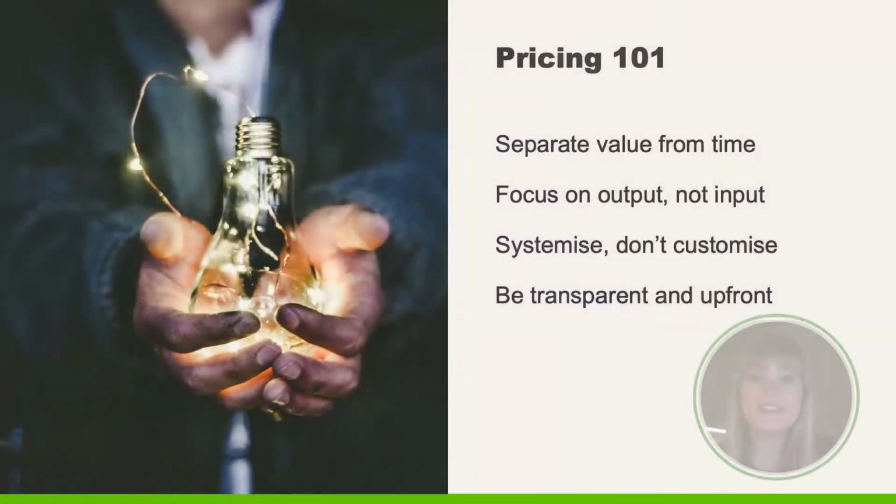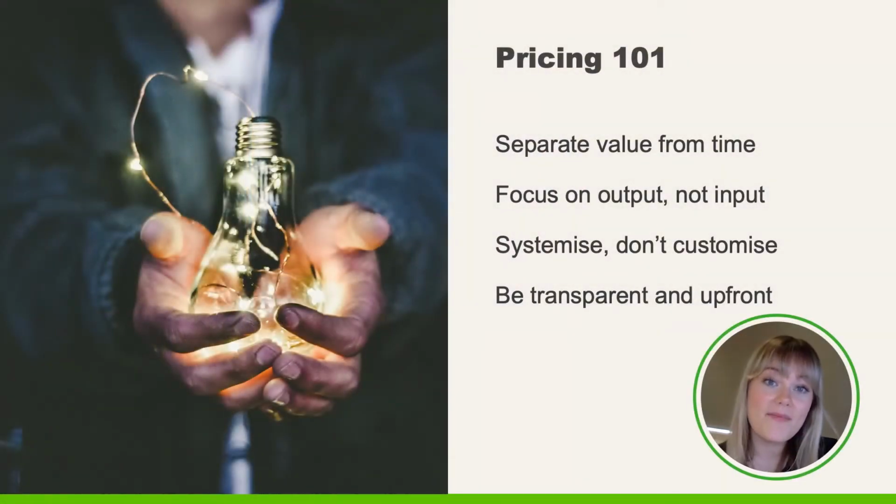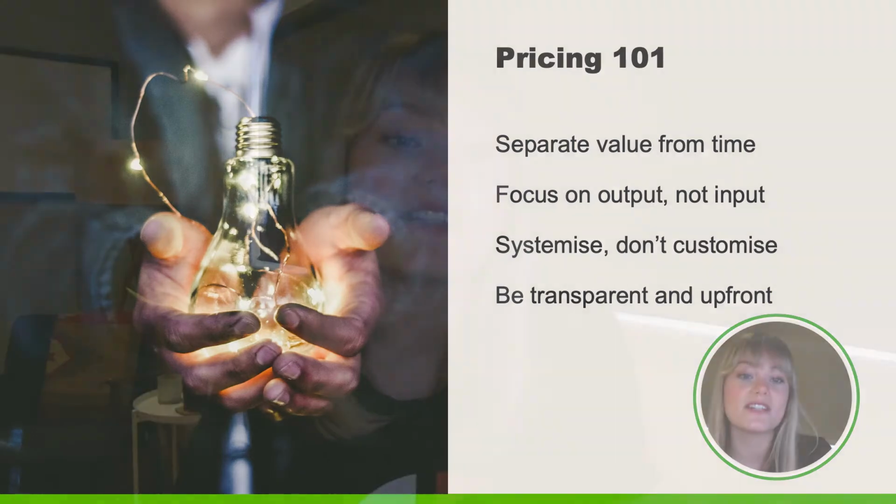And the fourth pricing 101 point is about being transparent and upfront. Be confident in your pricing. Don't apologise for what you're charging. Be proud of what you're delivering. A 2019 study actually showed that 90% of iPhone users have no intention of changing to Android, despite the fact that iPhones cost about 40% more than the average Android phone. We all know that iPhones are incredibly expensive.